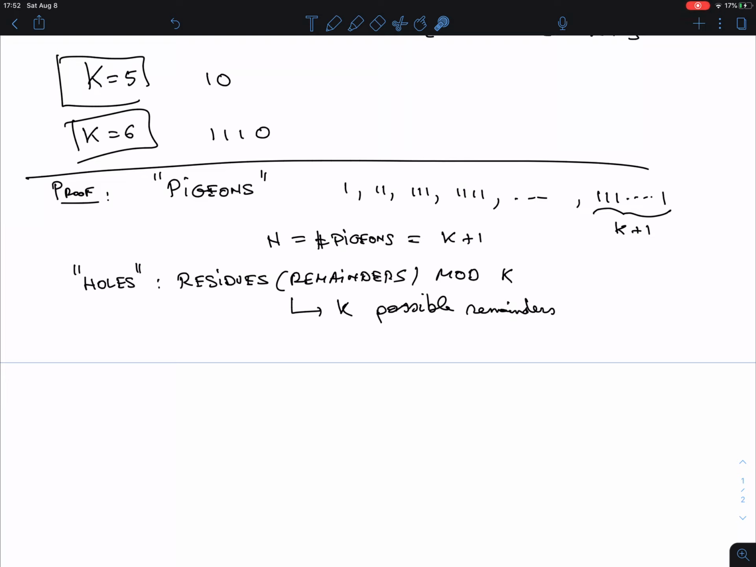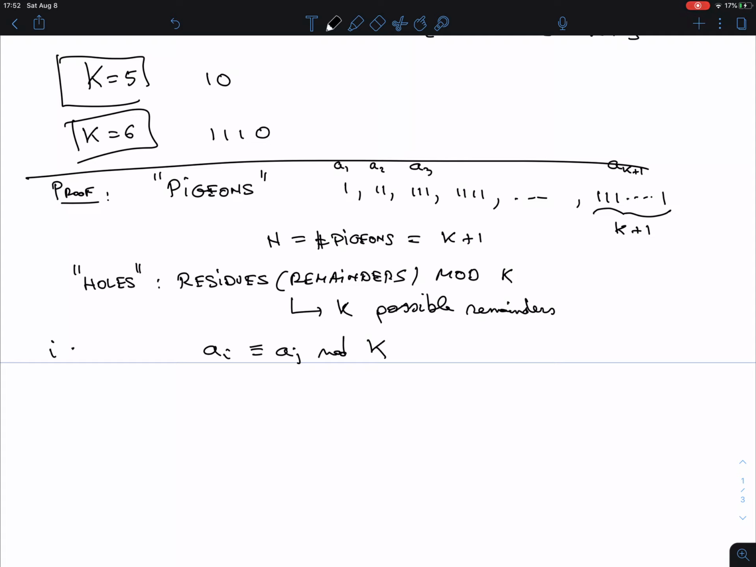Okay, so I don't know what they are, so let's call this a1, this is a2, a3, and then this is a(k+1). Okay, so there's an ai that is equal to aj mod k. They have the same remainder modulo k. That's how we note this. If you go back, we did this in discrete one.